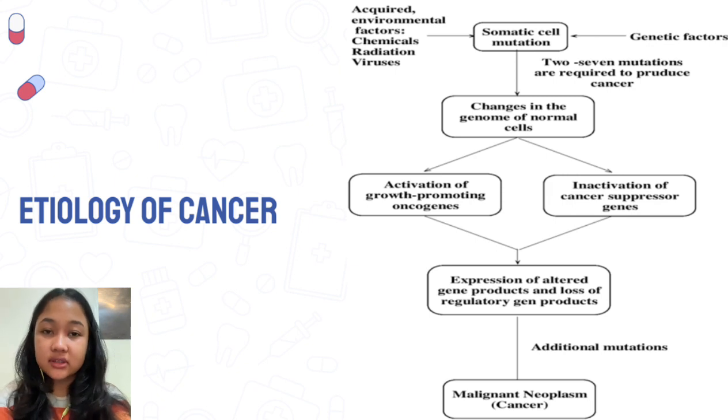We will now discuss the etiology of cancer. Due to either environmental factors like radiation, chemicals, or viruses, or due to genetic factors, there are 2 to 7 mutations in our somatic cells, which then change the genome of our normal cells. It then leads to either the activation of growth-promoting oncogenes or the inactivation of the cancer suppressor genes.